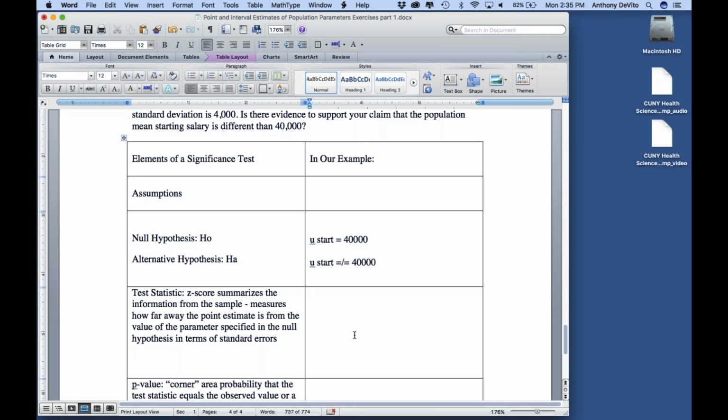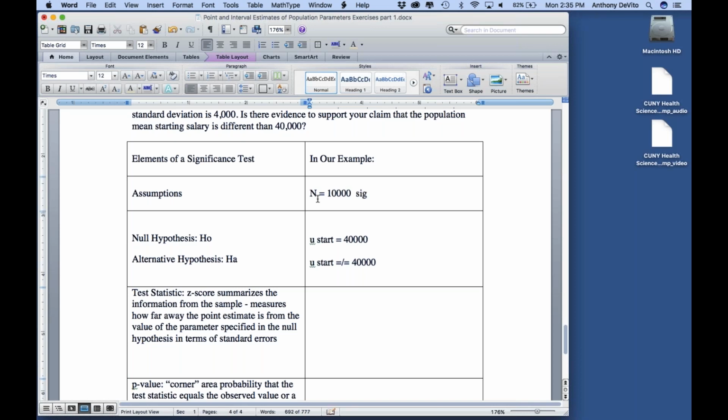Okay, so my null hypothesis is that he's right, that it's true, it's 40,000. My alternative hypothesis is that it's not 40,000. So now how am I going to prove that? Well, I take a sample. What was my sample size? My sample size is equal to 100.